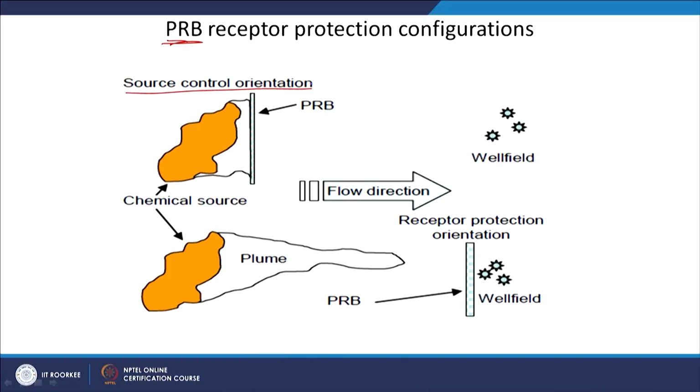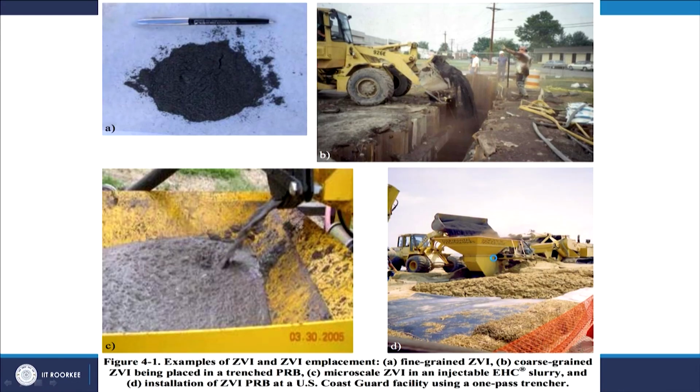So here again, as we talked about, one aspect is source control orientation. You have the plume here, and the PRB tries to capture that particular source, and the well field is out here. But the second aspect is the receptor protection orientation. I have the contaminated source here, I have the plume here, right. But here the key aspect is that I am trying to protect the relevant withdrawal sources, let's say, for the relevant receptor, right. So two aspects.